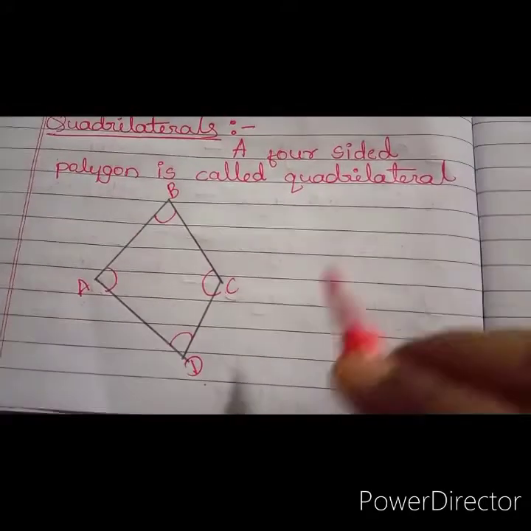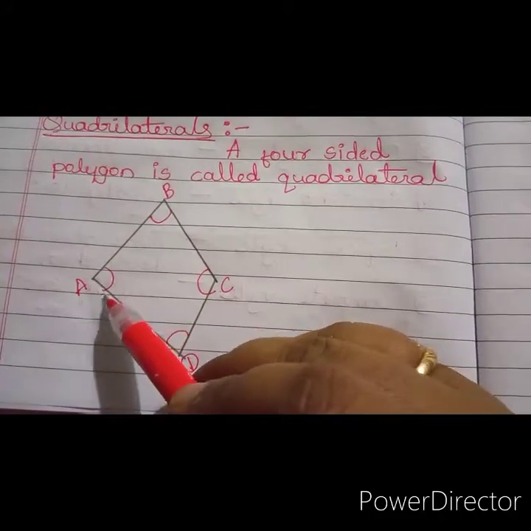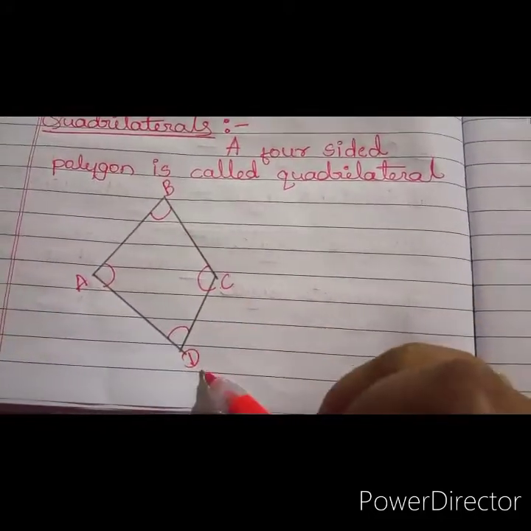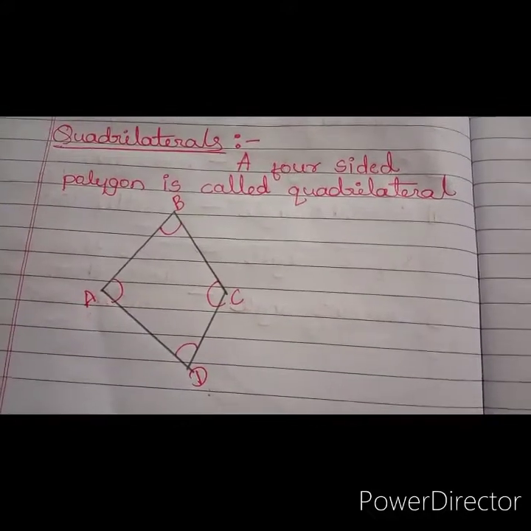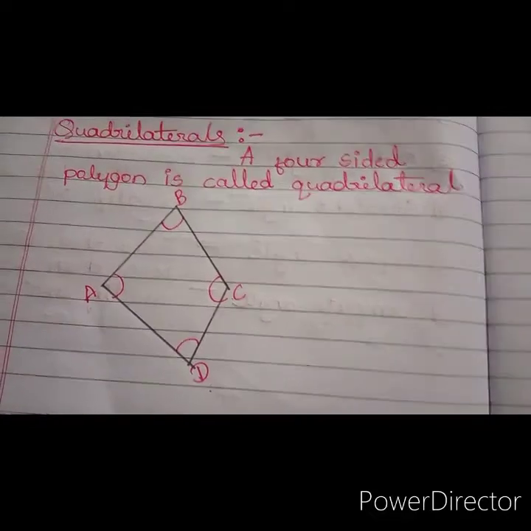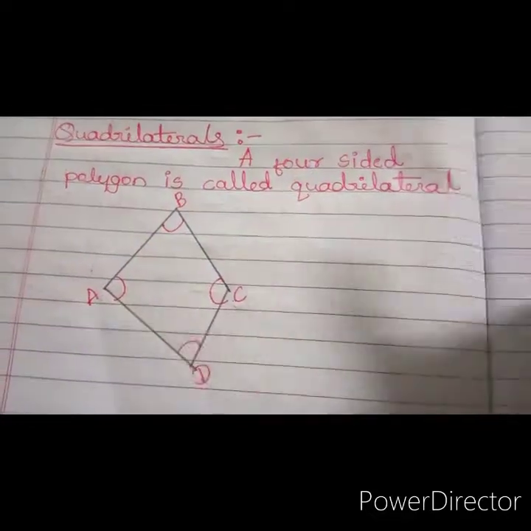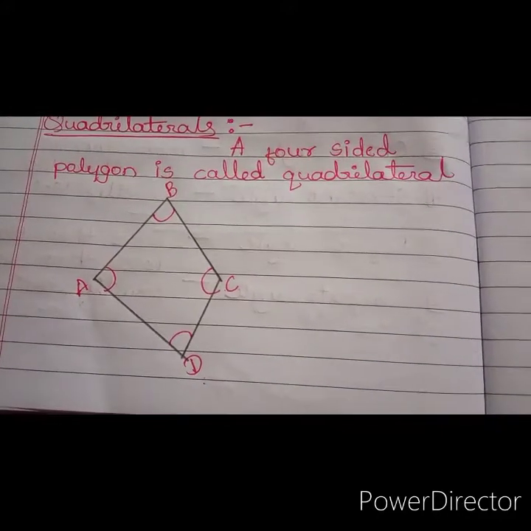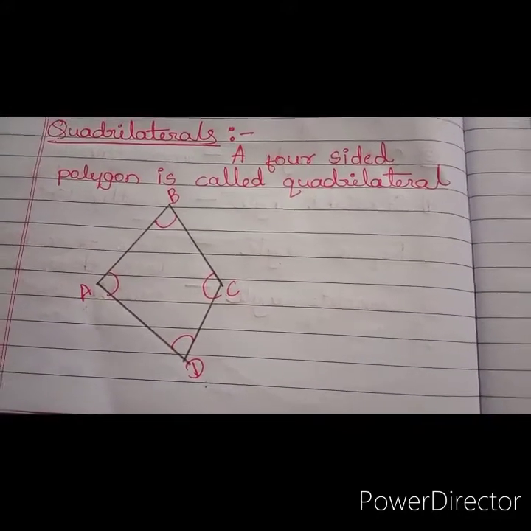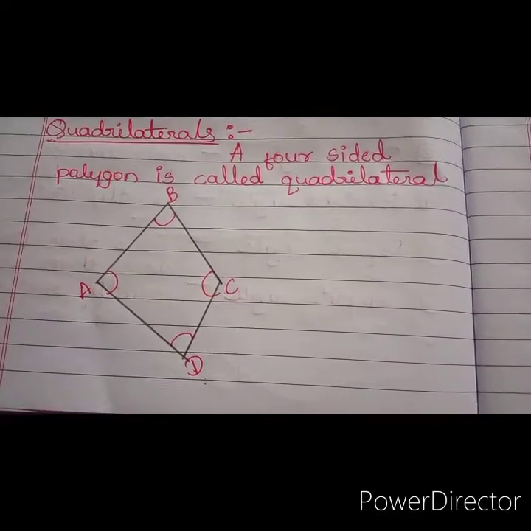So next, opposite sides. See here, AB is opposite to CD. So AB and CD are opposite sides. Next, BC and AD are opposite sides. So BC and AD are called opposite sides.